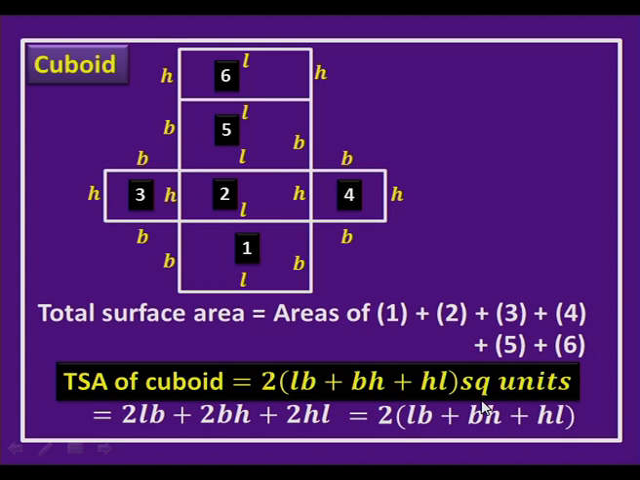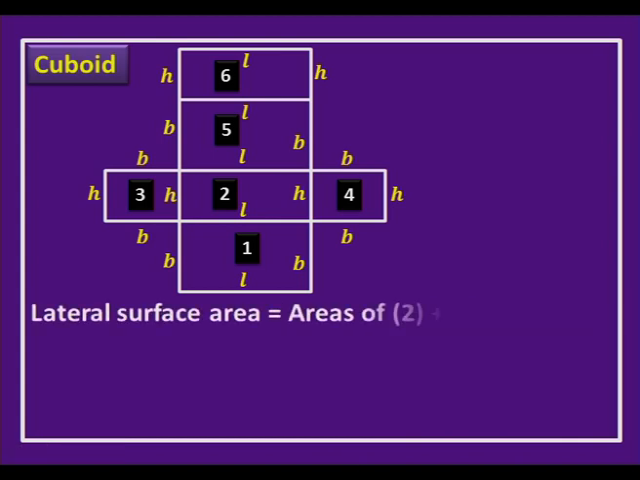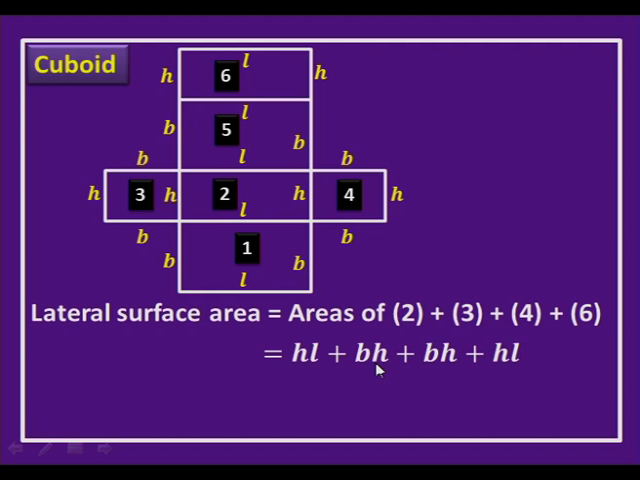Okay, children. Now, let us consider the lateral surface area of the cuboid. Now, what do you mean by lateral surface area? We are going to find only the sides, that is, we will remove the bottom as well as top portions, and the rest is all the lateral surface area. In this case, the lateral surface area is given by the areas of 2, 3, 4 and 6. Now, let us substitute the values of this. So, we get HL plus BH plus BH plus HL. Again HL and HL are added. So, you get how much, children? Yes, 2HL. BH and BH, 2BH.